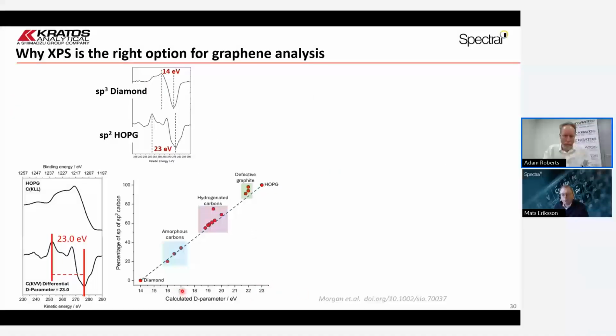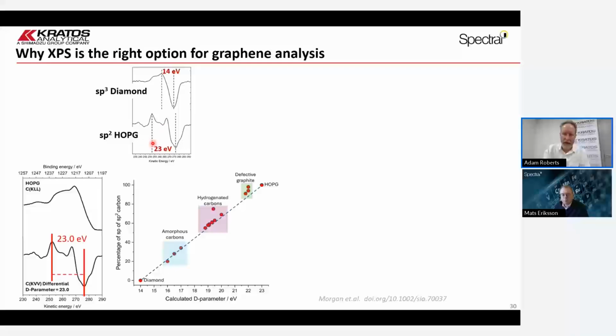This is some work published by Dave Morgan et al., where we go right from the sp3 of diamond to the sp2 of HOPG, highly orientated pyrolytic graphite. You can see that measuring the D parameter for these different materials really allows us to identify unambiguously the amount of hybridization and sp2 type character.